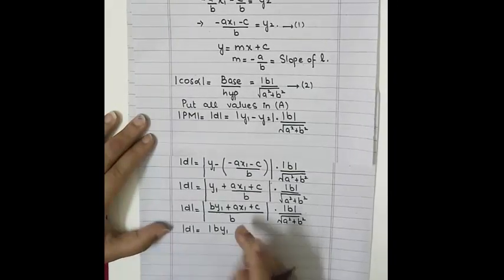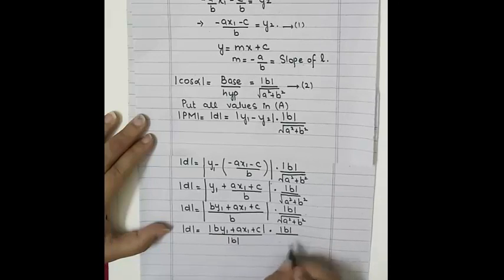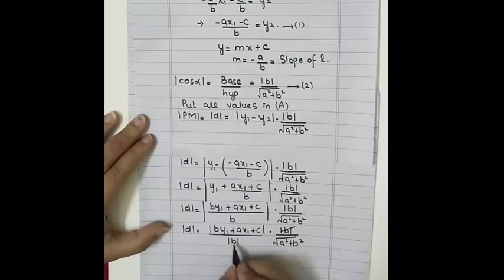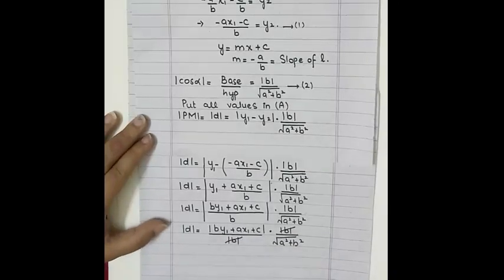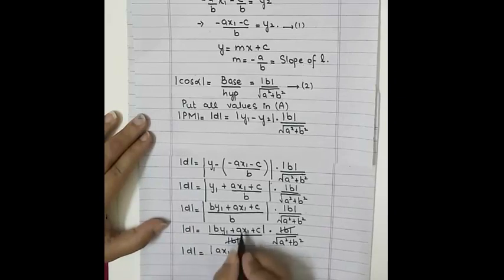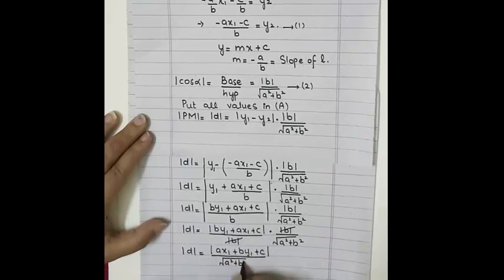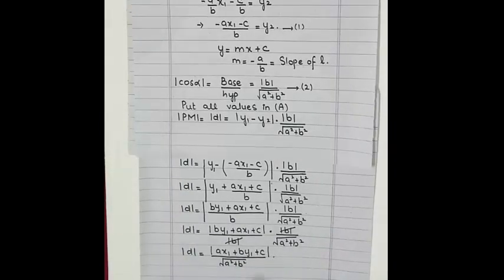Now writing this term in the form of separate mods, b will be cancelled out, and we have d is equal to the absolute value of ax1 plus by1 plus c divided by the square root of a square plus b square. So this is the value of the distance we wanted to prove.